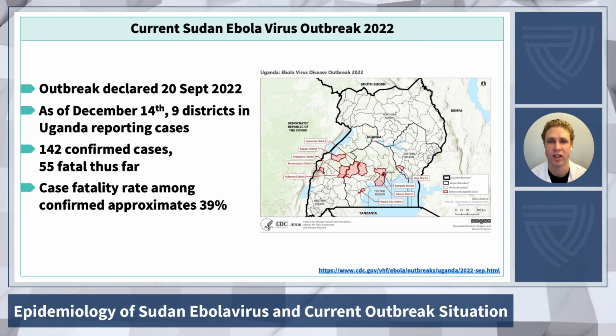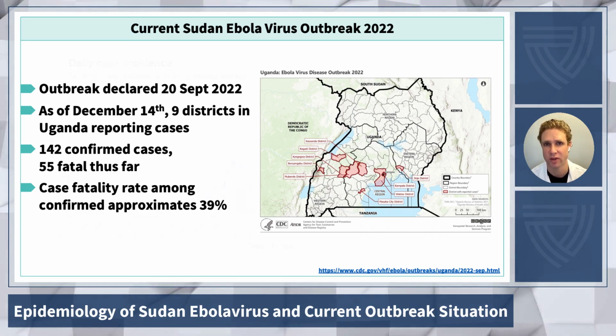Now, the last case that was announced was on November 27th in a stillborn who was born to a survivor of Ebolavirus disease. And among the confirmed cases, the case fatality rate approximates 39%. But if we add in the probable cases, this is likely much closer to 50%.